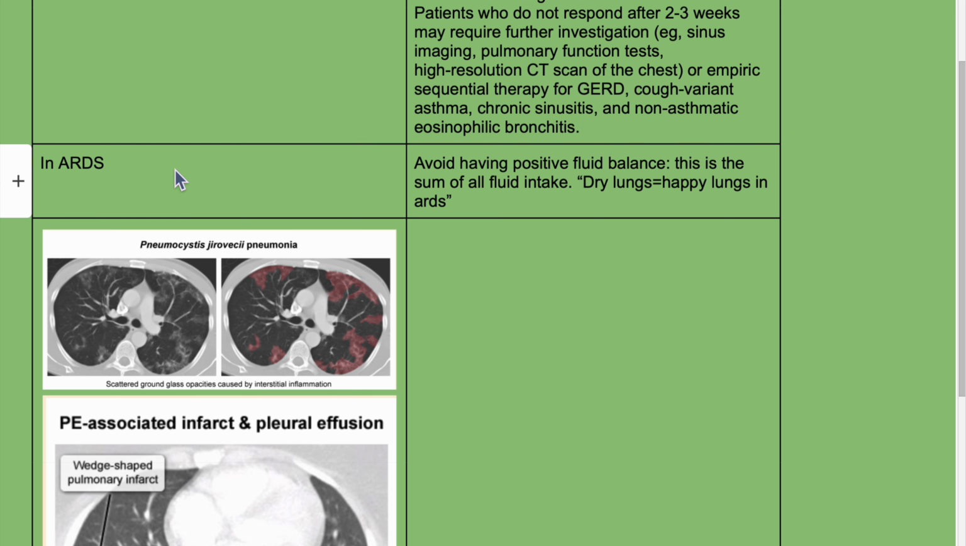In acute respiratory distress syndrome, avoid having positive fluid balance. Okay, that is important to do. This is the sum of all fluid intake. So dry lungs is happy lungs in ARDS. So you're going to have to avoid having positive fluid balance. So this note was about what this means: positive fluid balance means you want to keep it in the negatives. This is the sum of all fluid intake. Remember, dry lungs equals happy lungs.